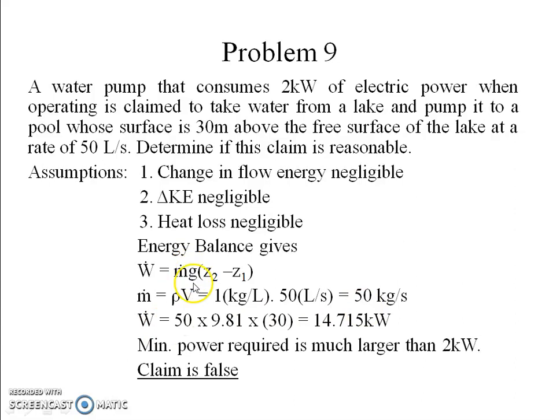So now plugging this in the equation, I get the work which is required to lift 50 kg per second of water to a height of 30 meters is about 14.7 kilowatt. Now this power which is required is much larger than the power of the pump which we are using. So whatever the claim which has been made that this pump is used to lift water 30 meters above the free surface of the lake, this is false.